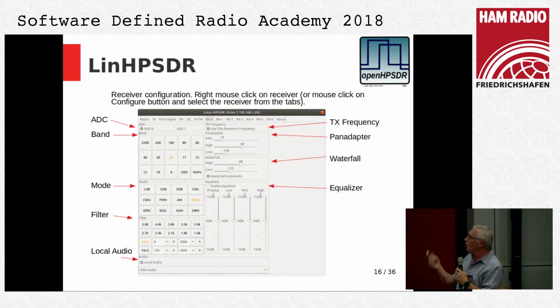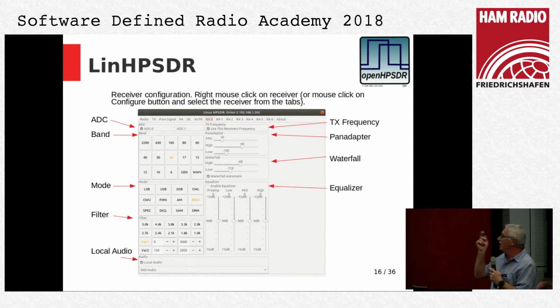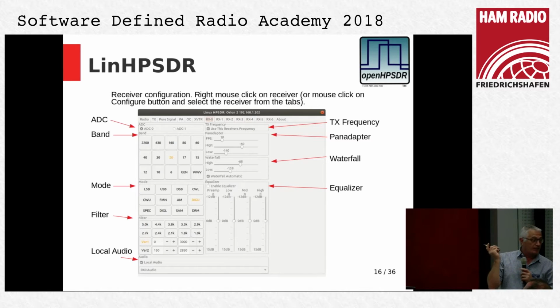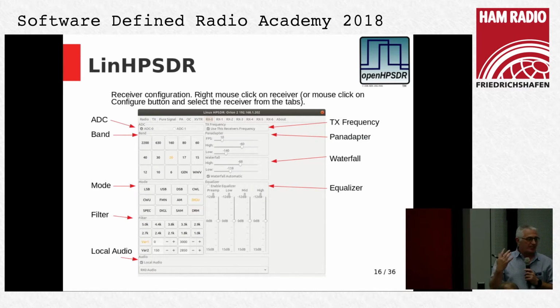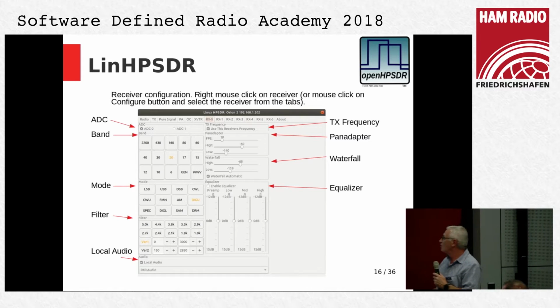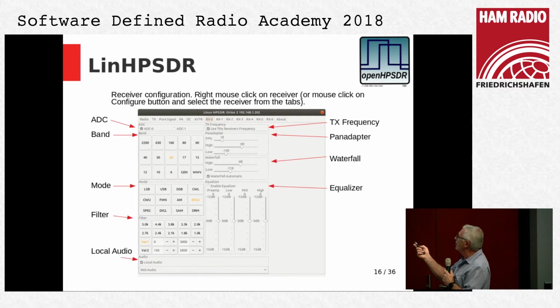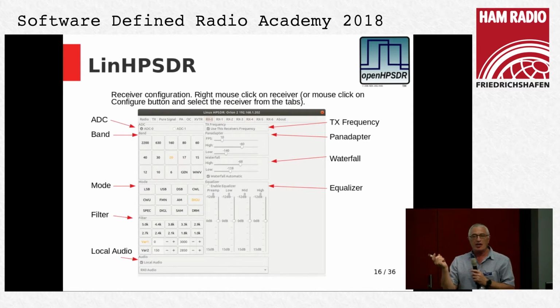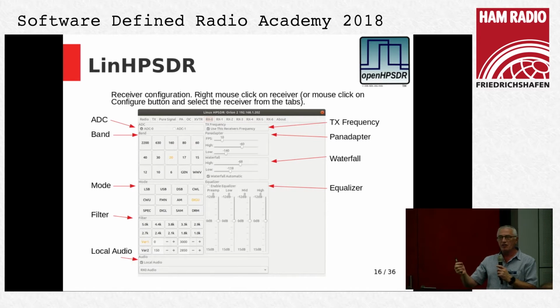The waterfall has an automatic setting where it works out what it thinks is a reasonable setting to give you a nice waterfall look. At the moment, I've got the simple equalizer implemented, so there's just low, middle, and high. There is a more complex equalizer, I just haven't got around to implementing that yet. And at the top, we've got this thing that says TX frequency, use this receiver's frequency. You can enable it, so you can select which receiver is actually controlling the transmit frequency.